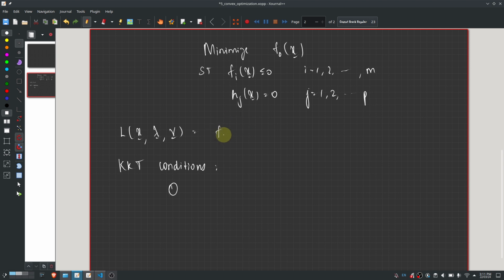This is just f0 of x plus the summation i equal to 1 to m of lambda_i f_i of x plus the summation j equal to 1 to p of nu_j h_j of x.